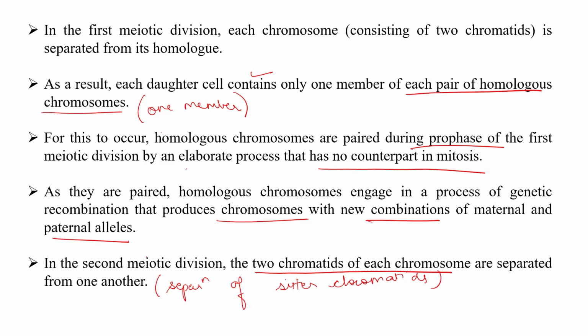And the separation of these sister chromatids will result in the production of 4 haploid cells. As compared to this, in mitosis we have daughter cells which are genetically identical to the parental cells and are diploid.